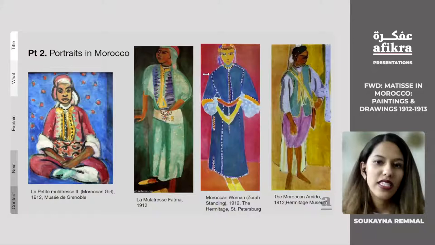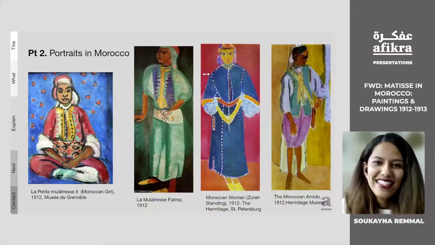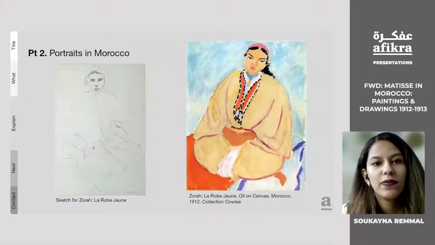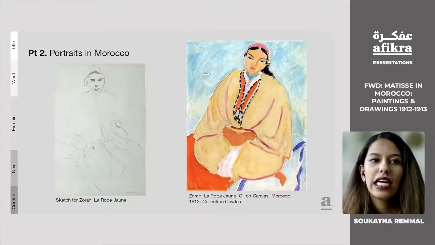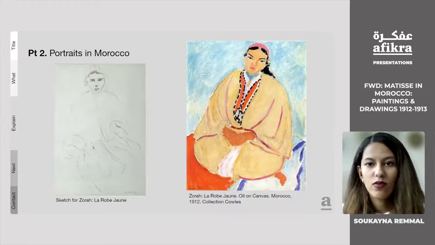the colorful outfits, whether it's the djellaba, the gandora, or the babouche slippers. It was this exuberance and flamboyancy that really was a great match for what he was looking for in essence. So Matisse took a lot of sketches and he was very detail oriented. He would take five or six sketches at times of the model before translating it to a really beautiful portrait. So this is one of the most famous ones. It's called Zora in Yellow Dress.